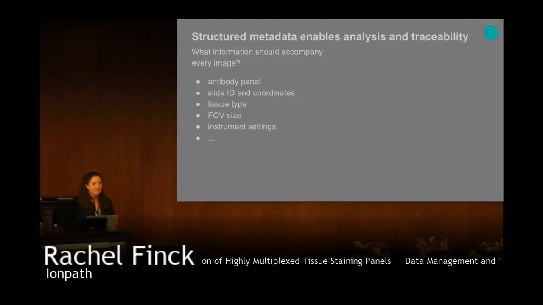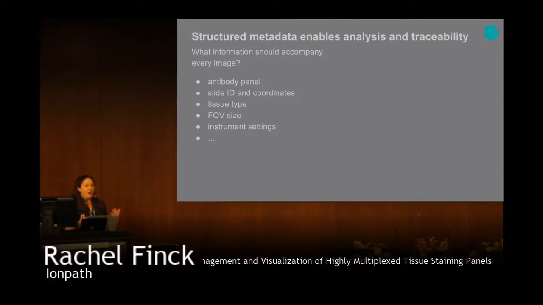So one of the questions we ask there is, when I have an image, what is all the information that I want to know as an analyst, as a pathologist, as anyone, for every image that I ever look at? You can make a laundry list, this is not meant to be complete, of what you're interested in having at your fingertips. That would definitely include the antibody panel, what slide, where on the slide, the type of tissue, all the acquisition settings.